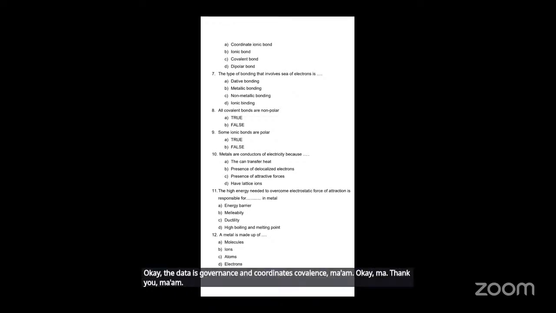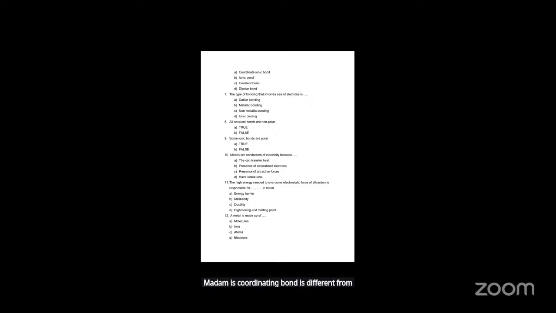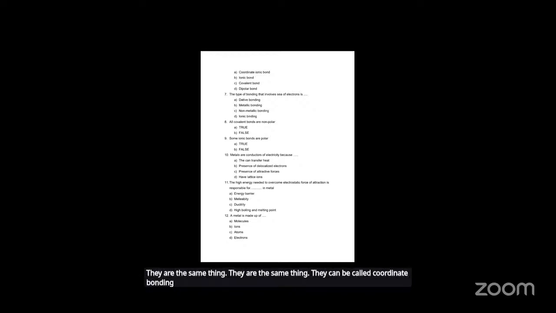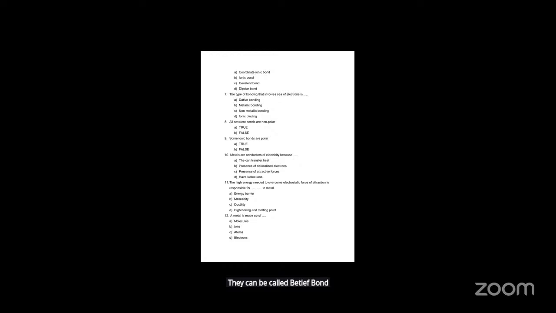Madam, is coordinate bond different from coordinate covalent bond? They are the same thing. They can be called coordinate bonding, coordinate covalent bonding, dative bonding, or dipolar bonding. Whenever they talk about that, they're talking about the same thing. They're like synonyms.